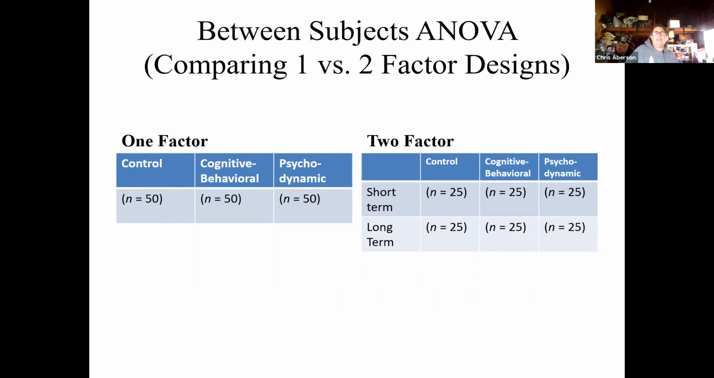All right. Comparing the two different designs. If you look at a one factor, we might take 150 people and assign them to one of three groups. With the two-factor design, we break our people up in even more ways. So here we've got three different groups, but we also have short-term and long-term. What's going to be useful here is that we're going to be able to ask questions that are very specific, like, does short-term work better for a certain approach? Is long-term the only thing that works for some approaches? So we're going to be able to ask finer-grained questions.